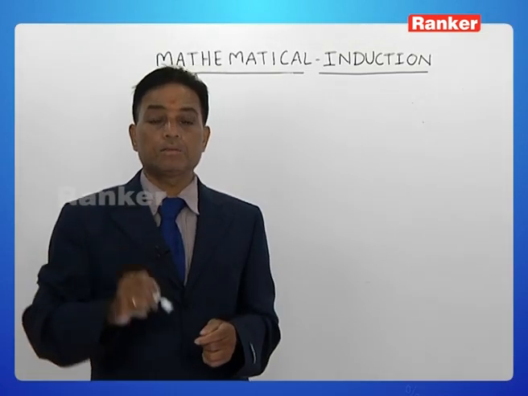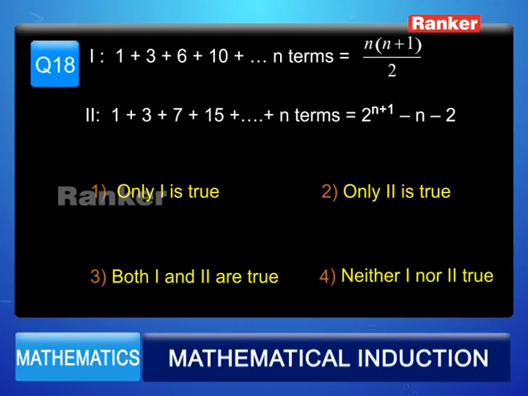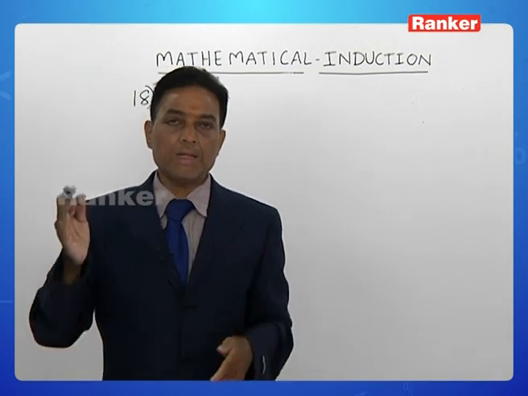Question number 18. Again two statements are given, statement 1 and statement 2. So we have to verify the true statements. Again options are given: first option, only 1 is true. Second option, only 2 is true. Third one, both 1 and 2 are true. Fourth one, neither 1 is true nor 2 is true. So let us see the right answer and right option.